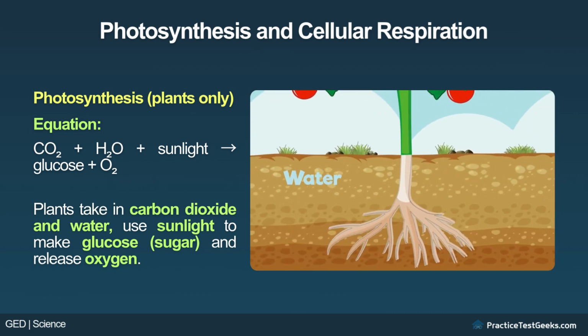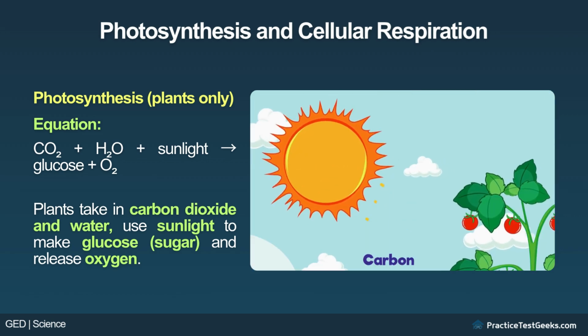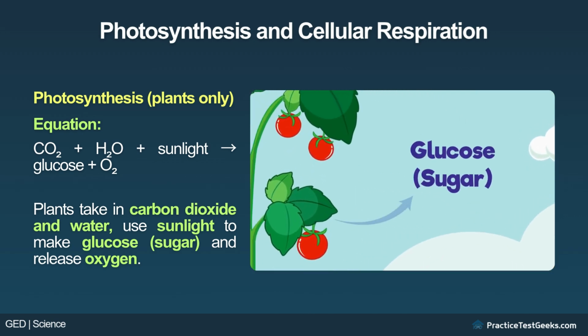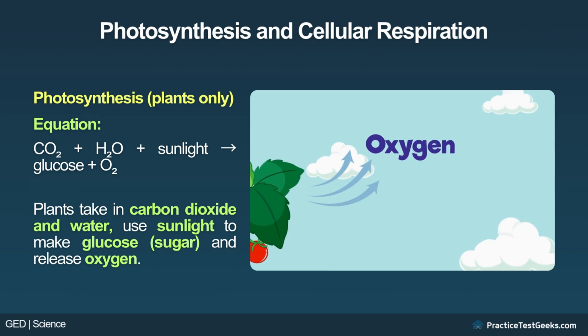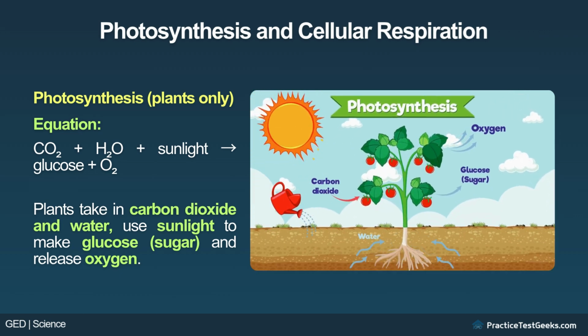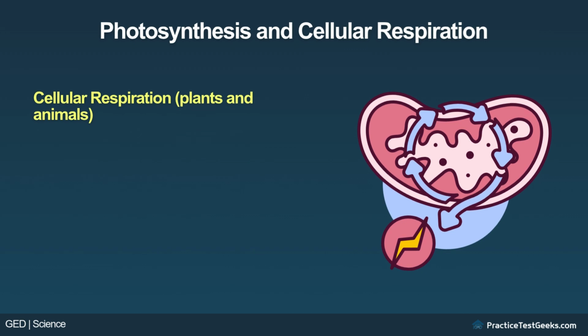Then, using sunlight as energy, they transform these ingredients into glucose, a type of sugar, and release oxygen as a byproduct. This is how plants create their own food, and it's also how they produce the oxygen we breathe. Next, let's look at cellular respiration, which takes place in both plants and animals. This process works in the opposite way.